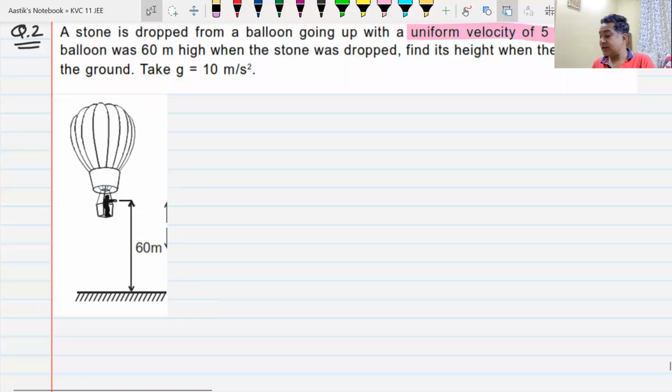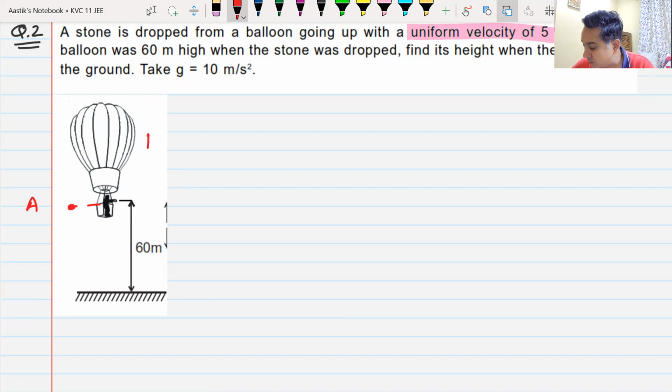So this is the condition. The balloon is at a height of 60 meters, and from this height, a stone is dropped from this point A. Now I am supposed to find out the height when the stone hits the ground. Now this balloon is moving up. It is moving up with a uniform velocity of 5 meters per second. This balloon is powered by hot air. This hot air is pushing it up.